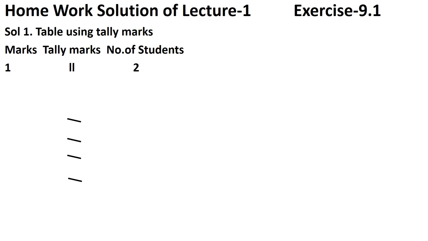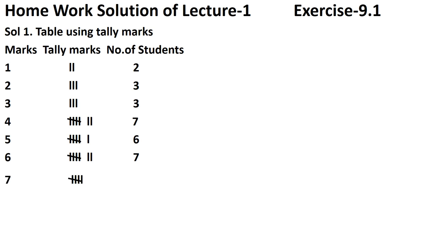I have made it. 1 mark, 2 students; 2 marks, 3 students; 3 marks, 3 students; 4, 7; 5 marks, 6 students; 6 marks, again 7; 7 marks, 5; 8, 4; 9, 3. Okay, this is the tally marks.